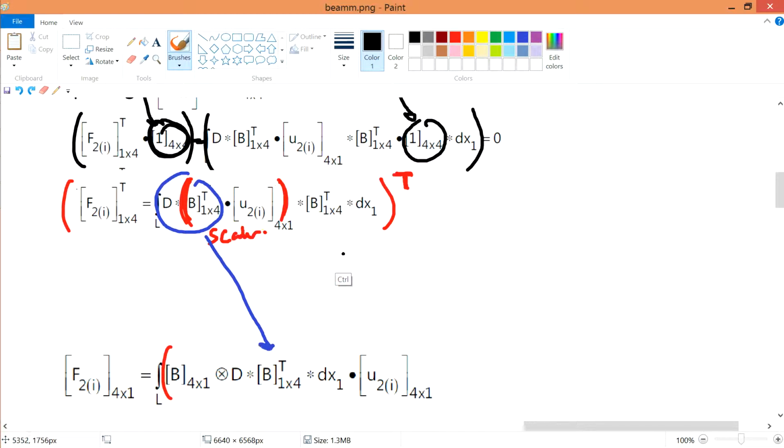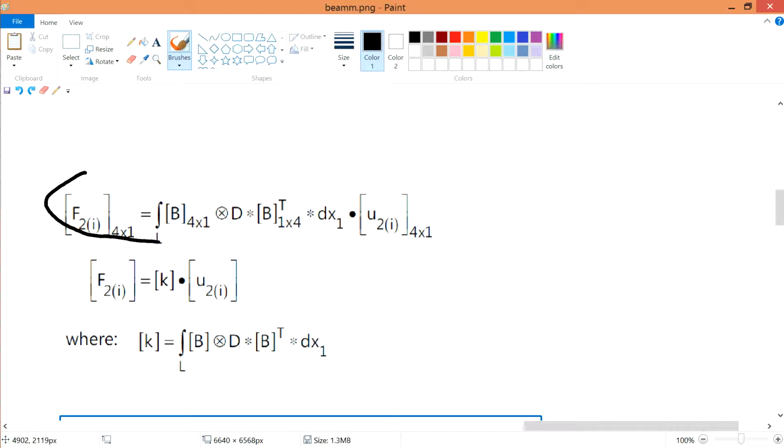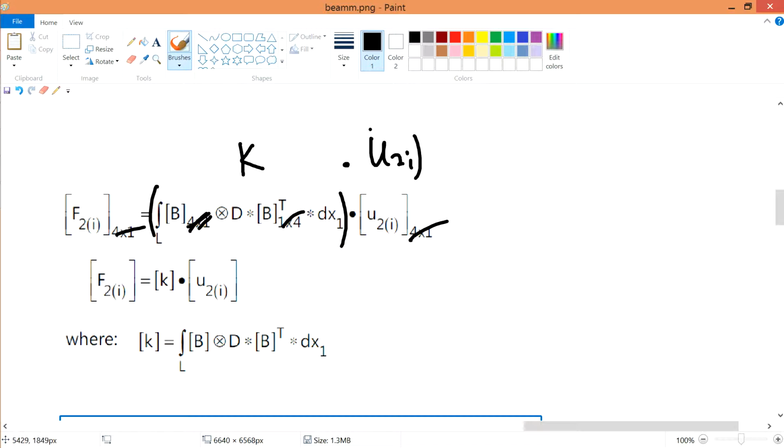And therefore, just to rearrange, this is your stuff. I've shown you after we transpose, we have this one over here. So we clear away all the 4 times 1, all of this stuff, to make things easier to see. What you have is this thing over here. Your force is equal to your K dot U2I. This whole thing is your K matrix. Ta-da!